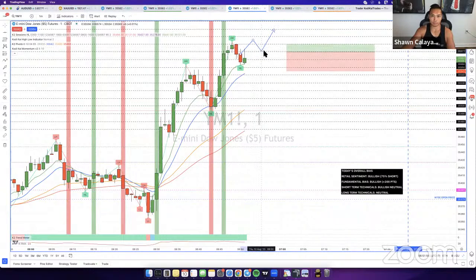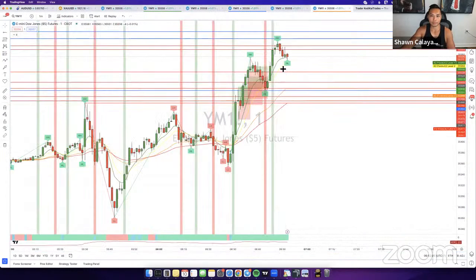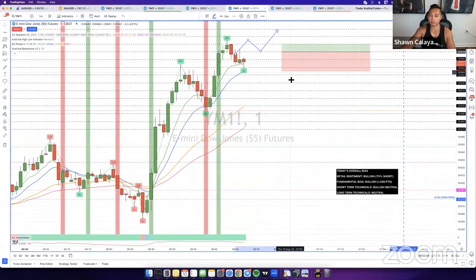But again, we're not going to force anything. We got to be patient and wait for the setup to come to us. If we get a sell signal, that's fine. We'll just wait for the setup to reset. I mean, price is overextended anyway. It's not a big deal.